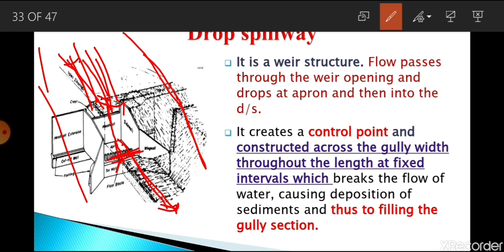It also creates a control point, and like the temporary structure, it is constructed across the gully slope, and it is very effective. Like other structures, it is very effective in controlling the flow of runoff, and it also allows soil deposition on the upstream side. Only an excess amount of water, or controlled amount of flood, will pass into the downstream. So this is one.